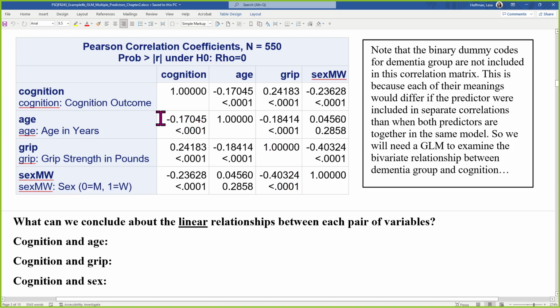For instance, I have a negative correlation between age and cognition, such that older people do worse. But this type of relationship that it's describing right here is of a particular functional form, which is linear. So it could be that age has a curvilinear or other kind of nonlinear relationship that we wouldn't know about from this table. Likewise, we can't put dementia group into the table because it's a 3-category variable, and each of the binary dummy codes only means what it's supposed to mean when they're in conjunction with each other and not separately.